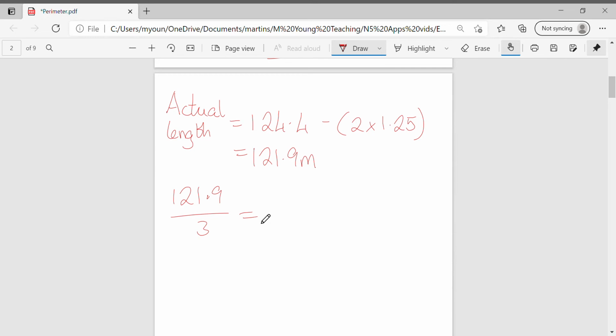I'm getting an answer of 40.63 dot dot dot. So that means that I'm going to then need 41 sections, we'll call it. Each of them being 3 meters, I need 41 of those. Obviously, you would round up in this case to the 41 because you're going to need a little bit extra.